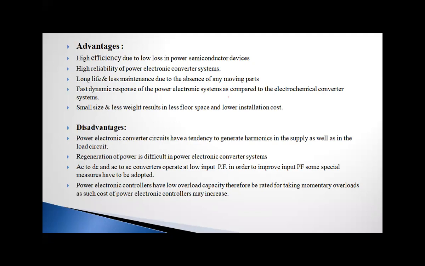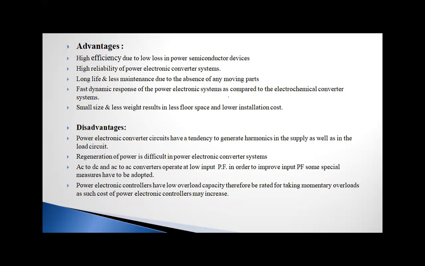Why do we say it has a long life? Because it does not have any moving part. A power semiconductor device is a fixed device. Automatically it turns on, automatically it turns off. A switch, for example, has a moving part. If we use it a number of times, the switch may get damaged because it has a moving part. But the power semiconductor device, though operated as a switch, does not have any moving part. So the life of the power semiconductor devices increases.